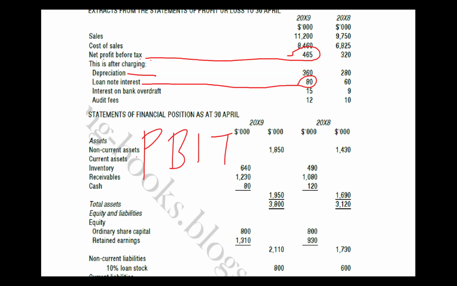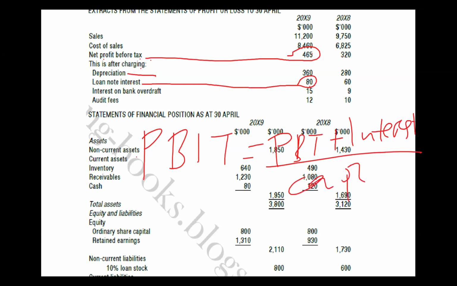But since we want the profit before interest and tax, it means you have not yet deducted the interest, isn't it? So it is just right for us to conclude that we have to add back the interest. You're following, right? Add back the interest to the net profit before tax so that it can become PBIT. You get what I said, eh? PBIT is the profit before tax plus the interest, divided by capital. And profit before tax is 465, plus the 80 interest, divided by the capital.